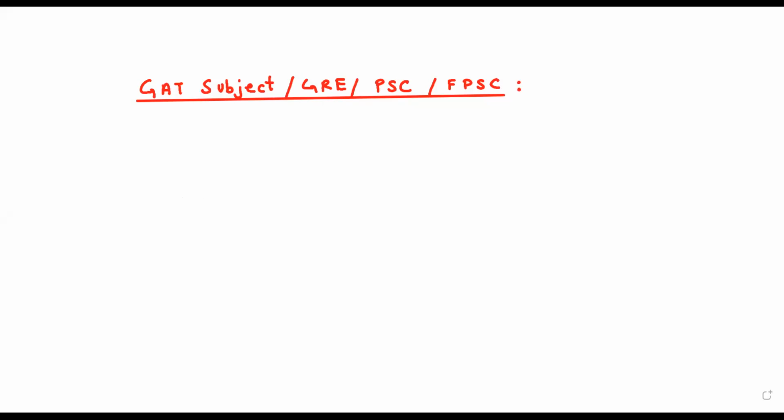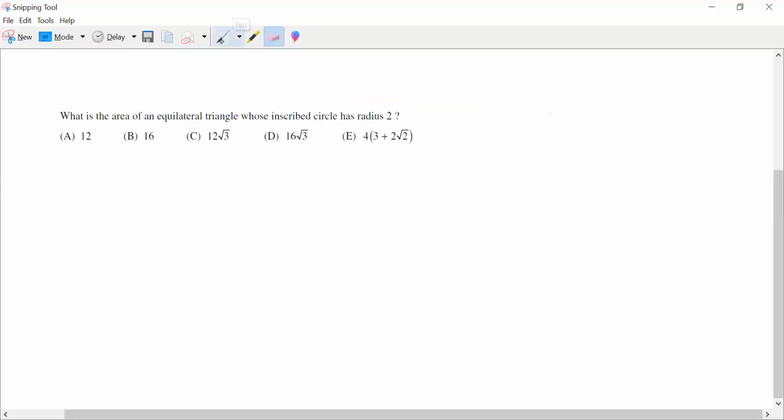First of all, today I will share the question with you. The question is, what is the area of an equilateral triangle whose inscribed circle has radius 2? So we are given an equilateral triangle.